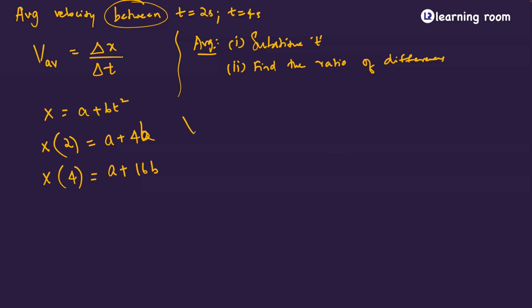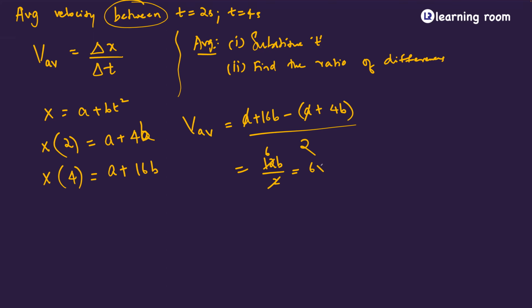So what is going to be the value of V average? Final minus initial. So a plus 16b minus a plus 4b, the whole divided by the difference in time, which is 2. a and a are gone. 16 minus 4 is going to be 12b divided by 2. Cancel, 6 into b is 2.5, which is 5 by 2. Cancel this and this. Answer will be 15 meter per second.